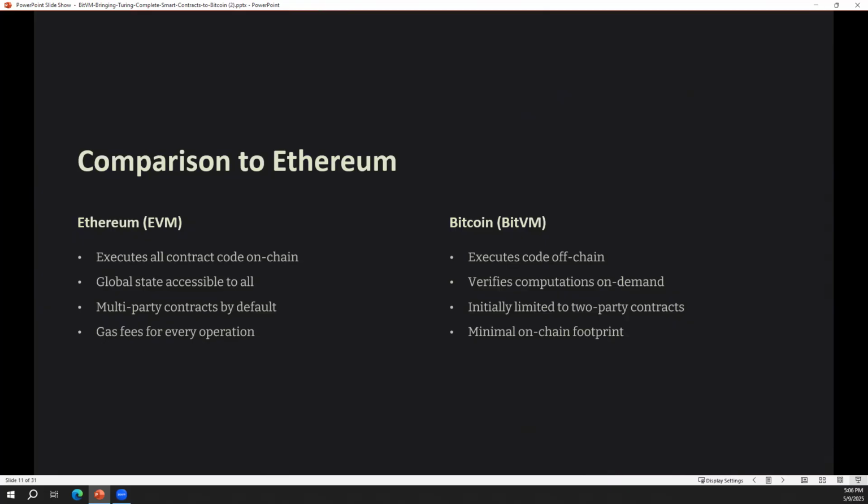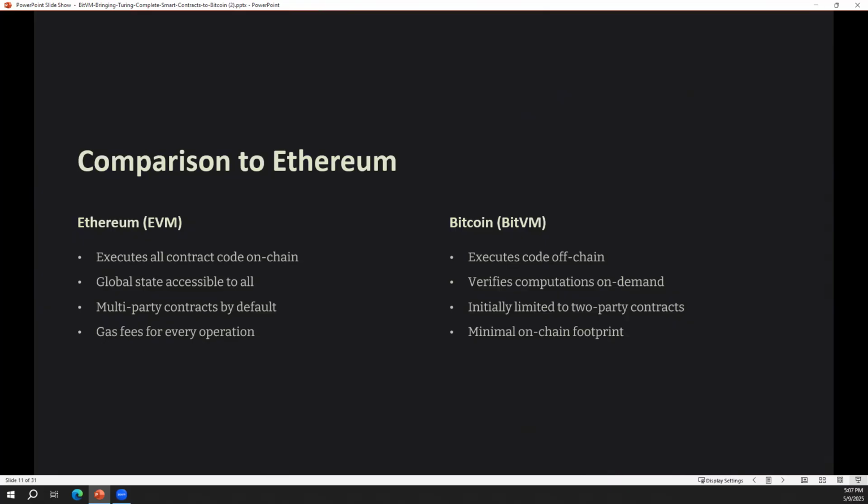Ethereum allows multiple users to interact with the same contract freely. BitVM, in its initial form, is limited to a two-party contract at a time. This limits BitVM from directly replicating complex DeFi protocols with many participants or open-ended apps. However, BitVM's approach avoids the gas fees and performance cost of executing every step of every contract on chain.